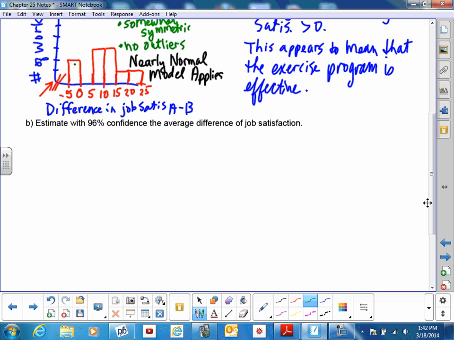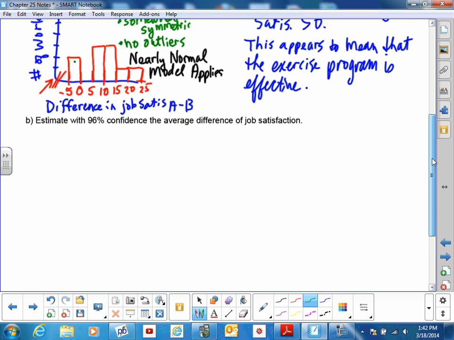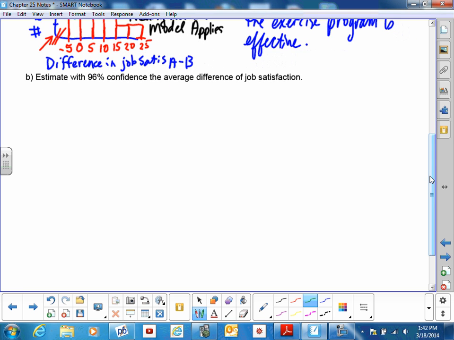Estimate with a 96% confidence the average of job satisfaction. So say that the company says, woohoo, it's working, it's good. Well, how much is it really improving? Is it worth us paying our employees to go get a 30-minute break to go exercise? Is this making them that much happier that it's worth paying for? So let's see how much happier they are. So we want to estimate that average difference in job satisfaction. What about the parameter and assumptions? Yep, parameter and assumptions are stated above.